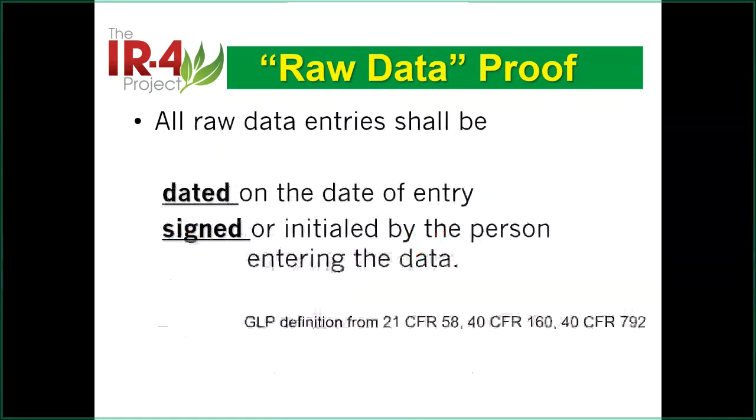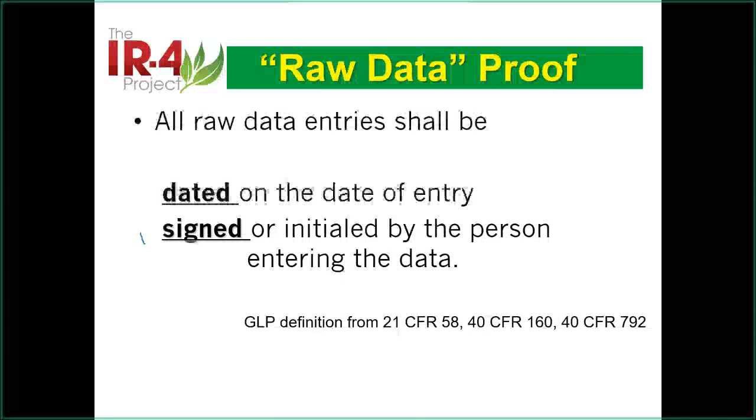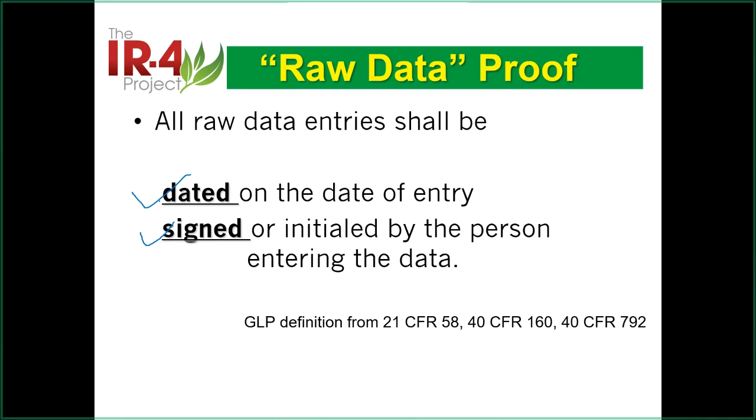There are two things that must be on the raw data. One is the signature, who did it. The other is the date. Sometimes, if necessary, you add a time, but the date should be good enough for general purposes. That's the FDA GLP and the EPA GLP. I'm pretty sure OECD GLP should be the same. The most important thing is that raw data must have the signature and the date.